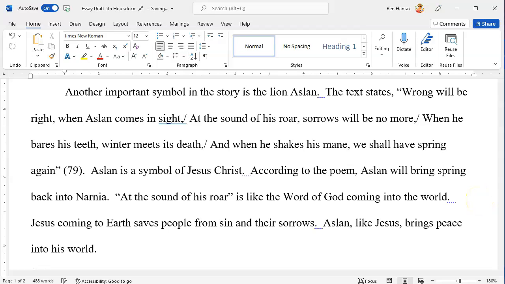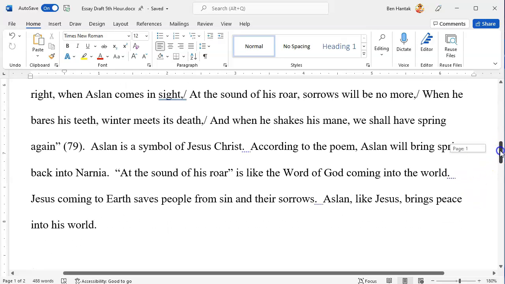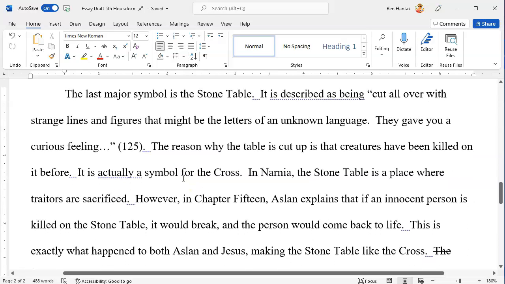At the sound of his roar is like the word of God coming into the world. Jesus coming to earth saves people from their sin and sorrows. Aslan, like Jesus, brings peace into his world. The last major symbol is the stone table. It is described as being cut all over with strange lines and figures that might be the letters of an unknown language. They gave you a curious feeling. The reason why the table is cut up is that creatures have been killed on it before.